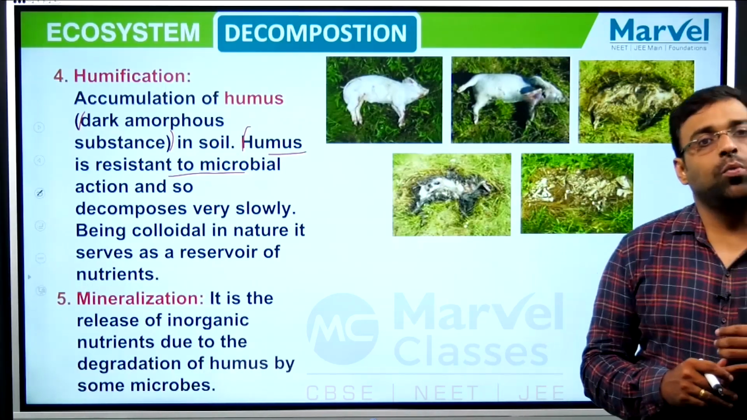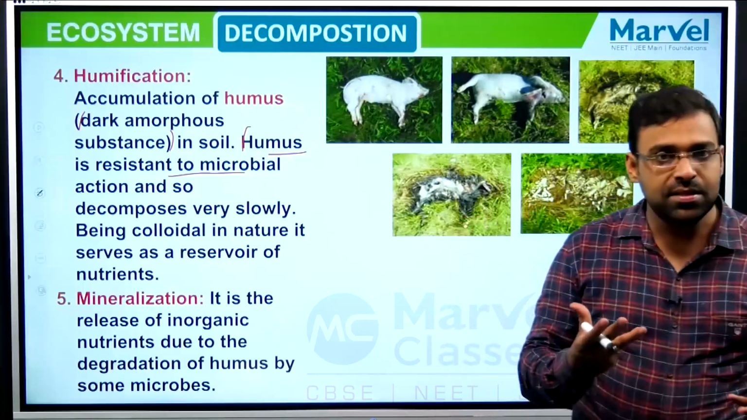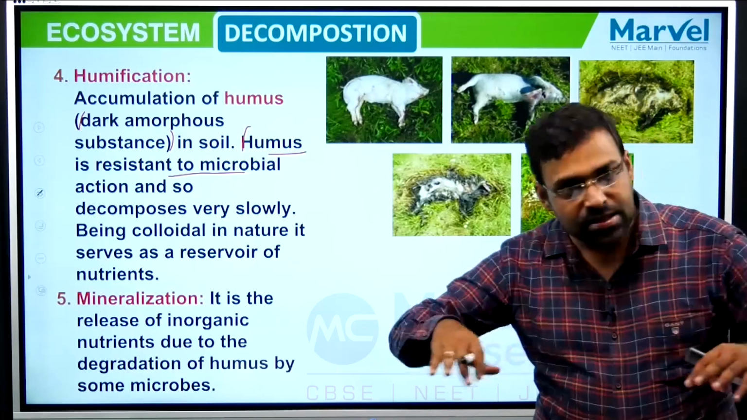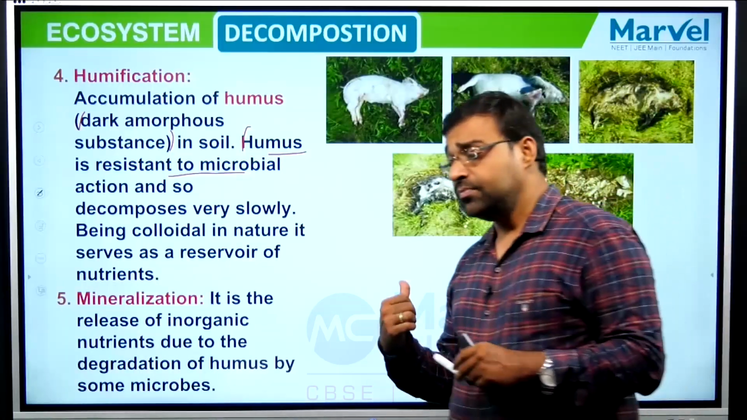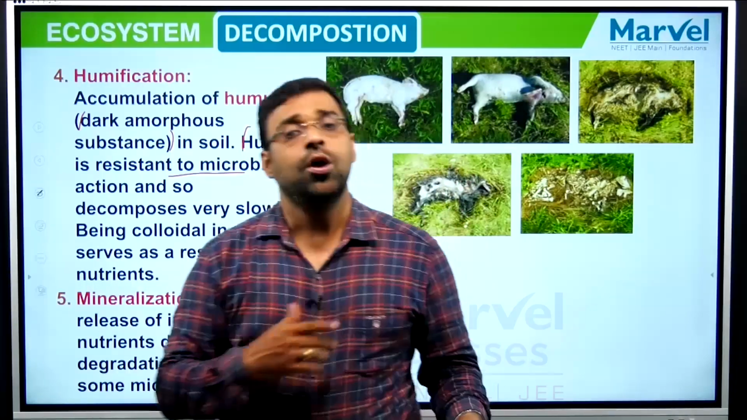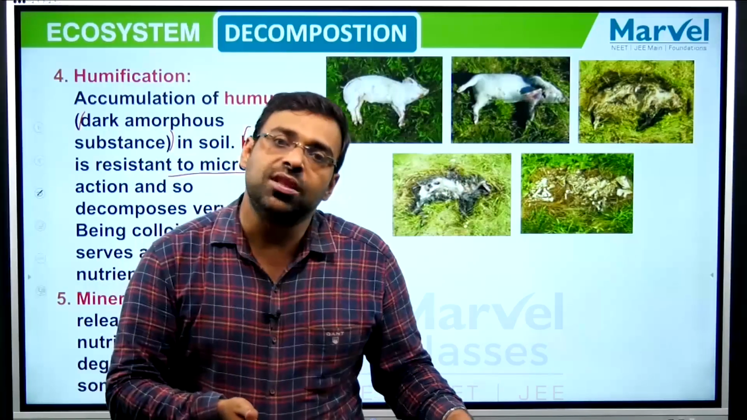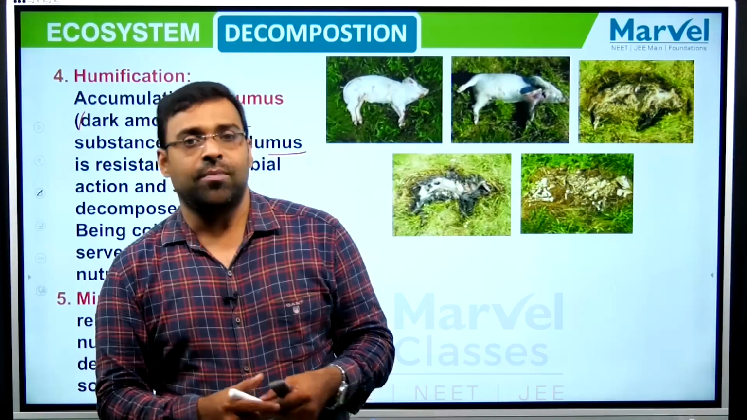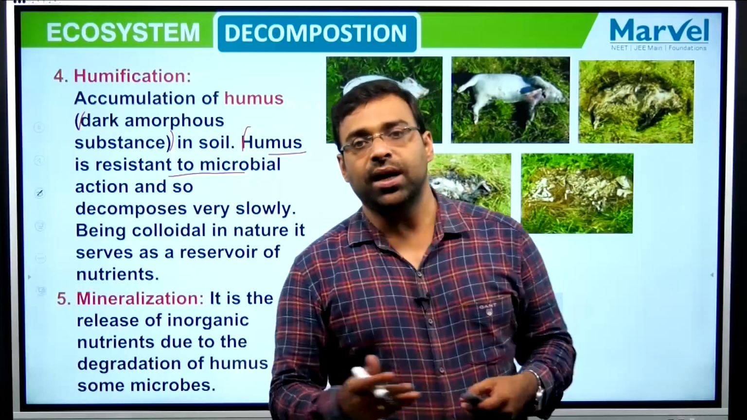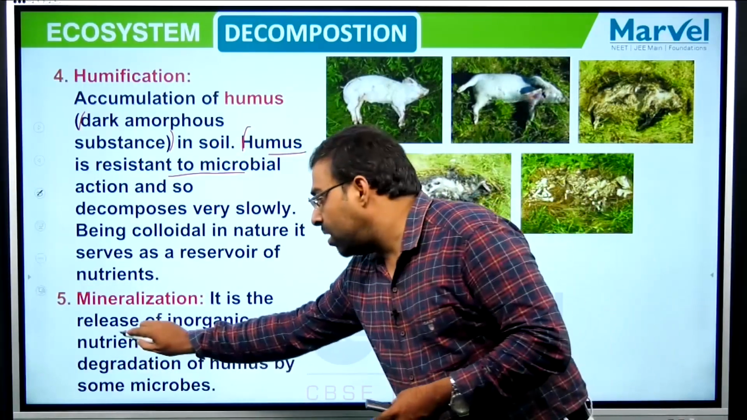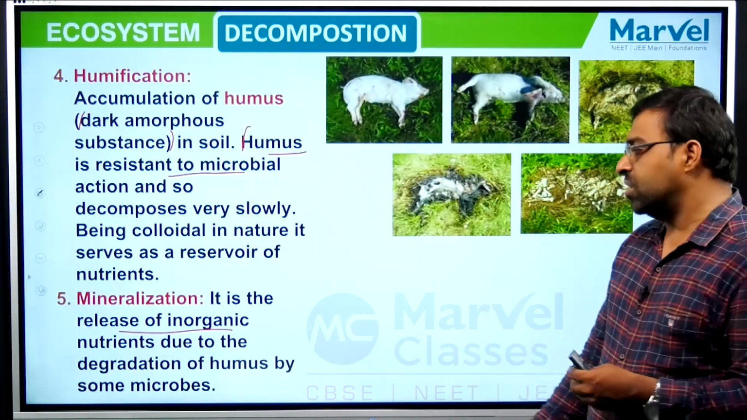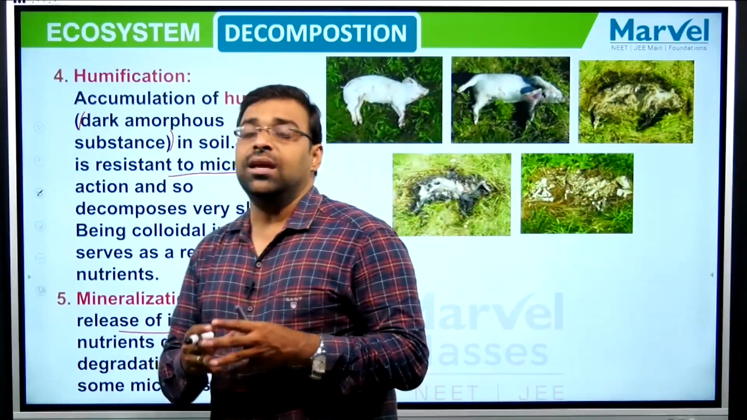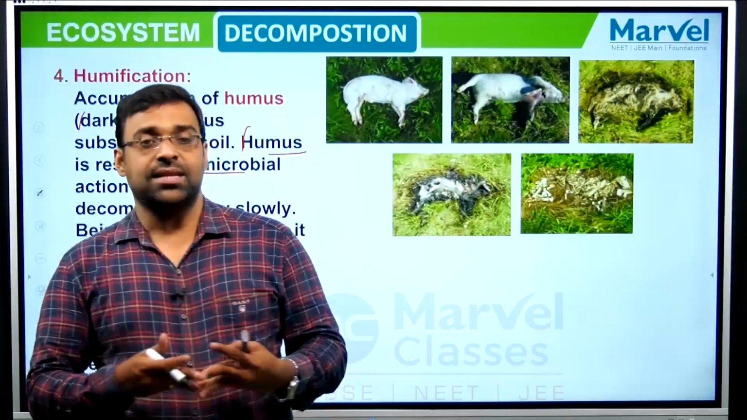Which is followed by mineralization. All the humus has to get mineralized. It has to be turned into minerals. Before going into the topic, I asked you a question: what happens if there are no decomposers in the world? Dead bodies will remain as such, and nutrient cycling will not be happening. So that is the content over here, and it is the release of inorganic nutrients due to the degradation of humus by some microbes. So these are the steps which are taken at the time of decomposition.